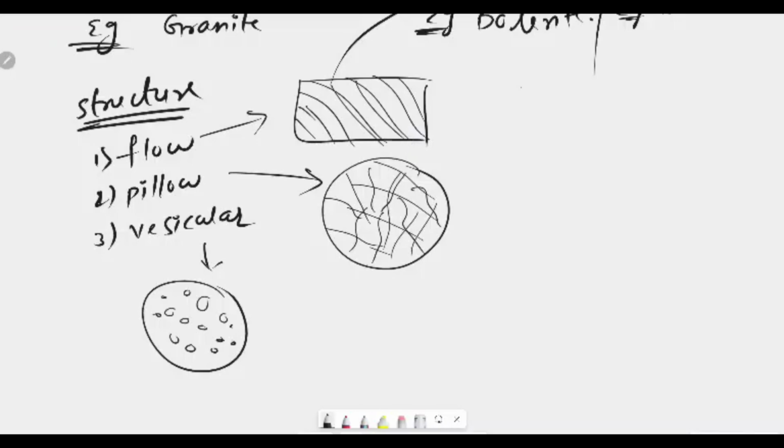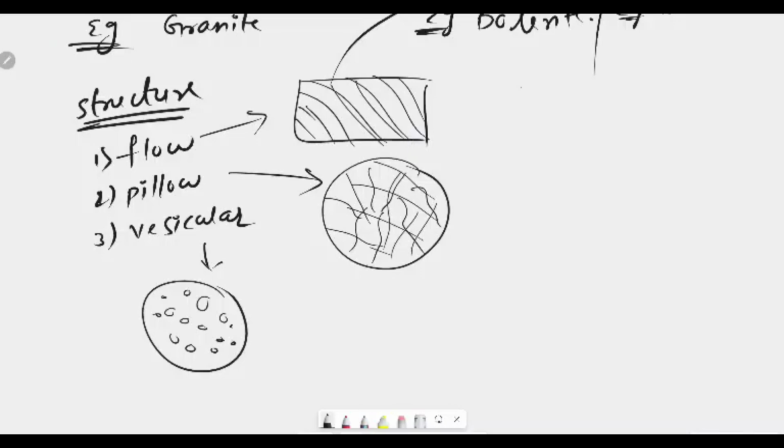Pillow structure. In the pillow structure, it is formed when the upper surface of the lava during its flow is consolidated while the lower surface of the lava remains liquid and is still capable of flowing. This liquid lava breaks through the already solidified layer and is consolidated on the solidified layer.